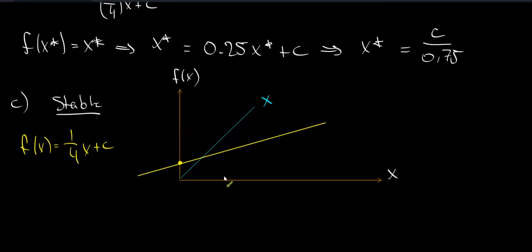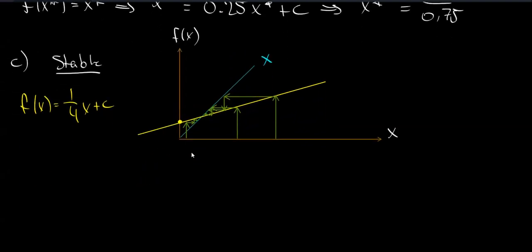And if we try to cobweb it, let's go ahead and try. We go over here, we go over here, we go over here. Oh, we make it to the equilibrium. It's stable, right? We can start further away, start here, boom, boom, boom, back to the equilibrium. We can start closer over here, boom, boom, boom, boom. We move our way to the equilibrium.